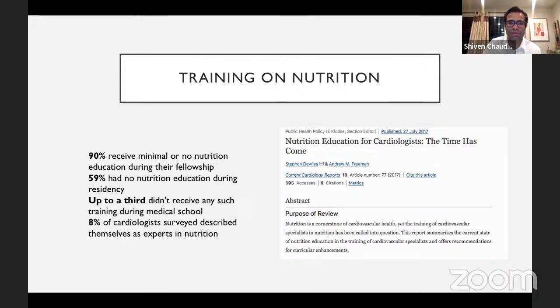This is a survey study that surveyed cardiologists. Out of that came out that 90% of cardiologists said they received minimal to no nutrition education during their fellowship. 59% said they had no nutrition education during their residency. Up to a third didn't receive any during their medical school, and only 8% surveyed themselves as experts in nutrition. That's not great.